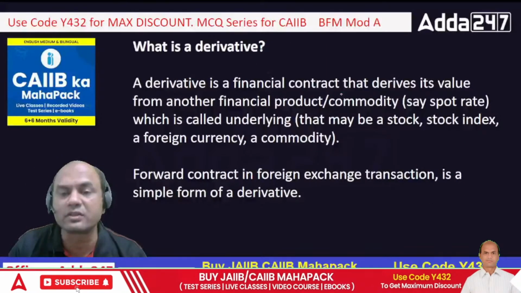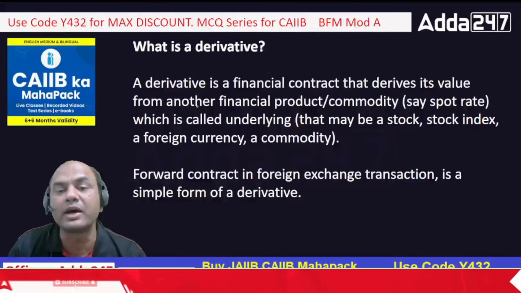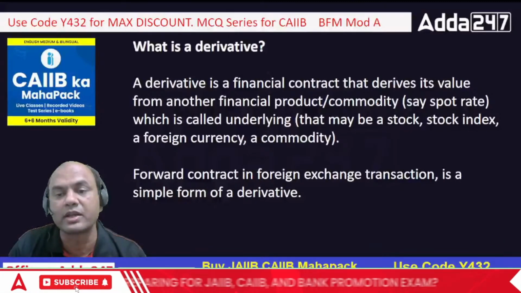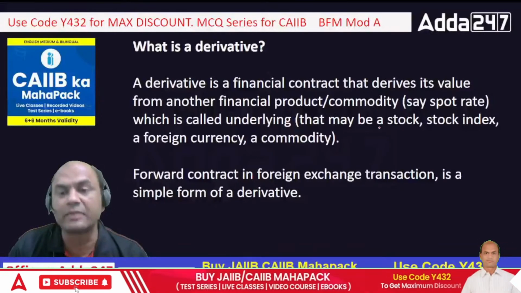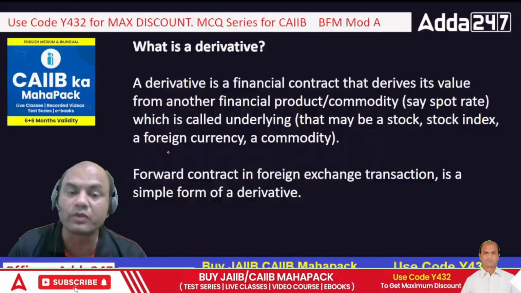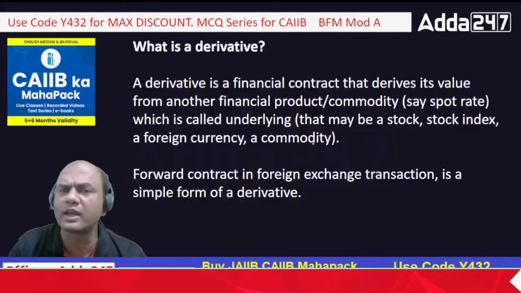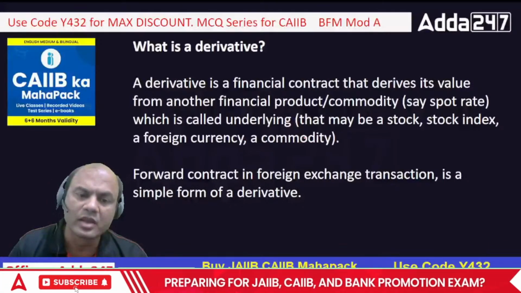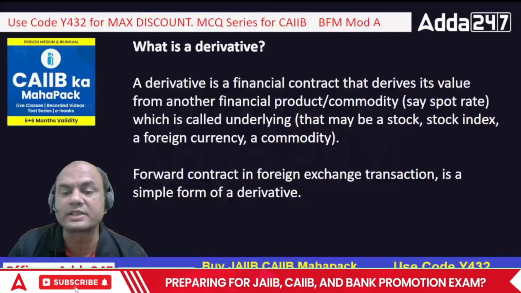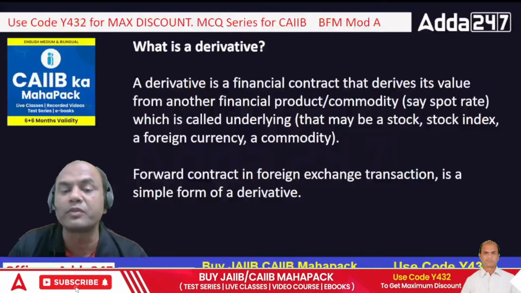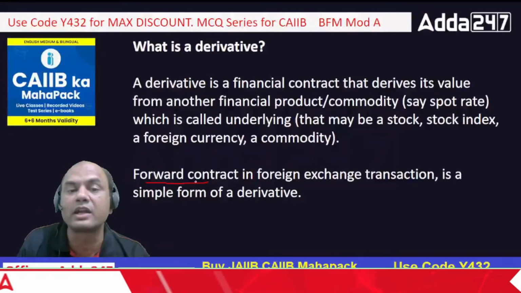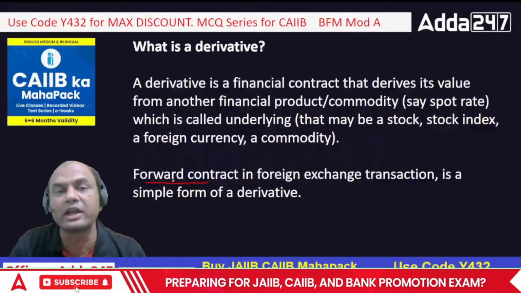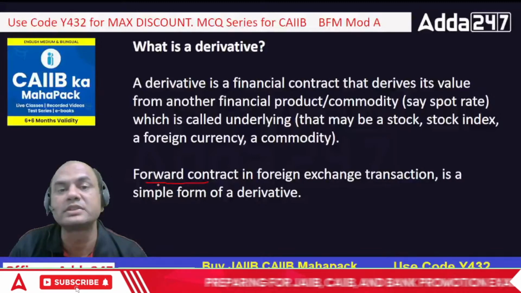Derivative is a financial contract that derives its value from another financial product or commodity, say spot rate, which is called underlying. That may be stock, stock index, foreign currency, a commodity, or anything. Forward contract in foreign exchange transaction is a simple form of derivative. Forward contract means the one which we book. Dollar is right now at, let's say, 80 rupees. 1 month forward is 30-40.